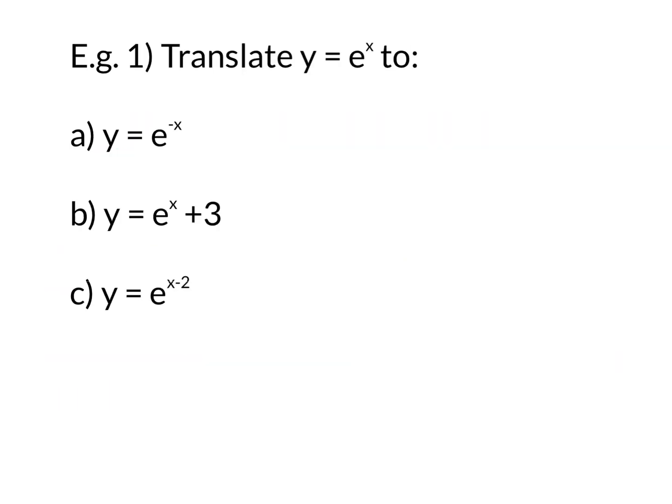So let's have a look at translating y equals e to the x. First we're going to have a look at e to the minus x, so notice the effects on the x. Then we're going to do e to the x plus 3, so we're adding 3 to the function. And then we're going to affect the x again by minusing 2 from the x value.